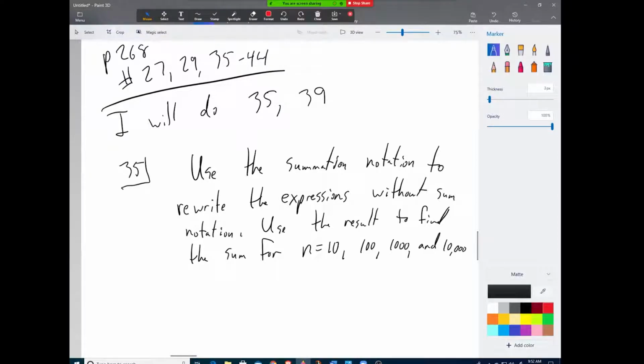Use the result to find the sum for these different numbers of n's. And remember, n equals the number of boxes. So we're going to have our expression, but we're just going to divide it into more and more boxes, but still in the same region. Although this one, the function isn't given to us as a function, so we don't have to worry about that.